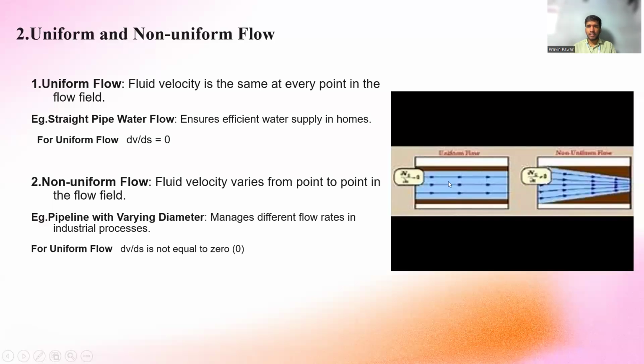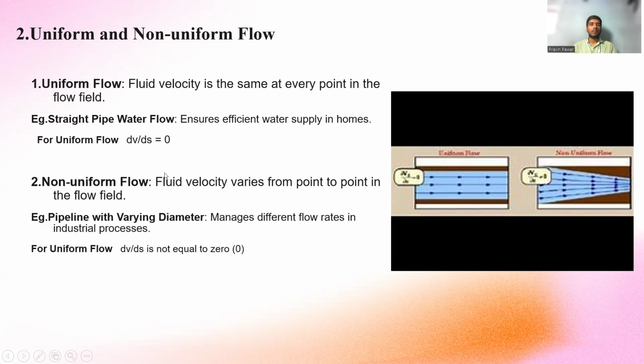In the first image you can see there is no varying diameter of the pipe. Because of that, fluid particles flow straight with constant velocity. If you check at the first point, second point, and third point, the velocity will be the same.